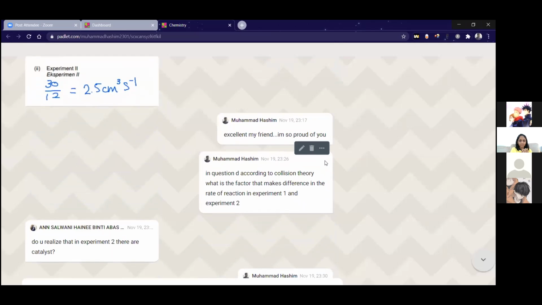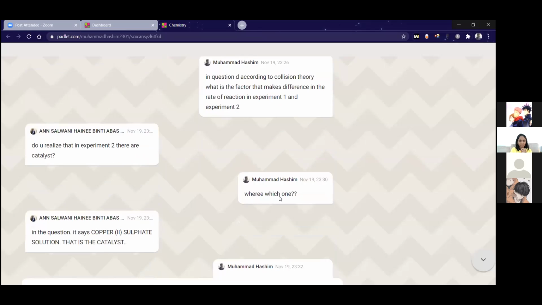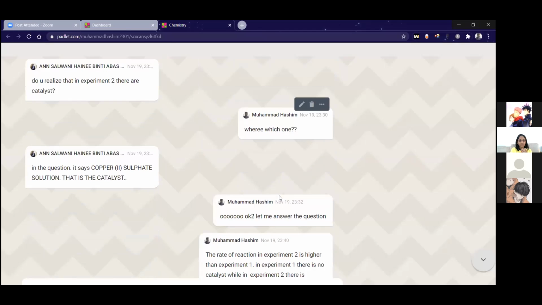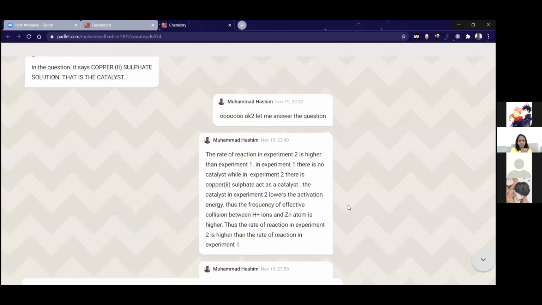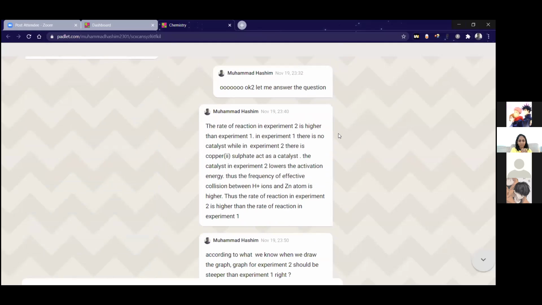Okay, for question B, they're asking that according to collision theory, what is the factor that makes the difference in the rate of reaction in experiment 1 and experiment 2? Do you realize that in experiment 2 there are catalysts? Where? Which one? In the question, it says copper 2 sulfate solution. That is the catalyst. Oh, okay. Let me answer the question.